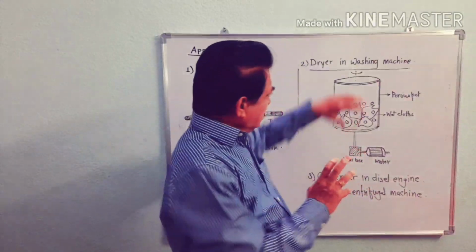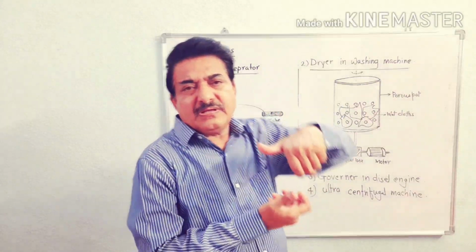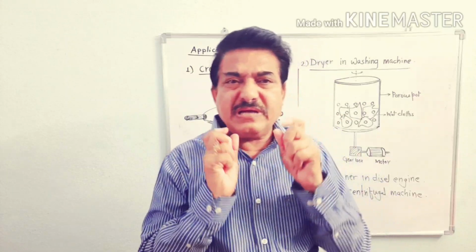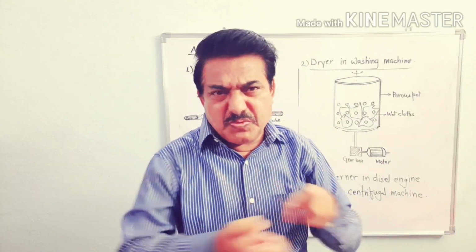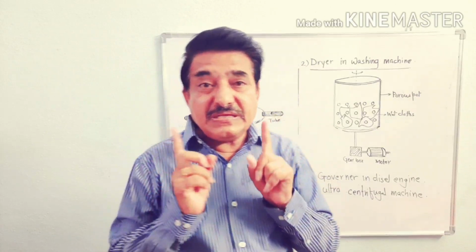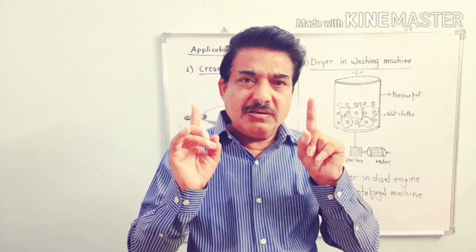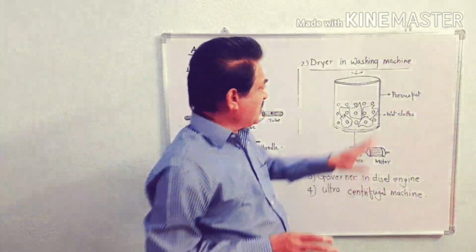So as this porous pot is rotated with a very high speed, the water droplets which are trapped in the cotton net are pulled away due to the centrifugal force. In this way, the wet cloths are dried in the washing machine.